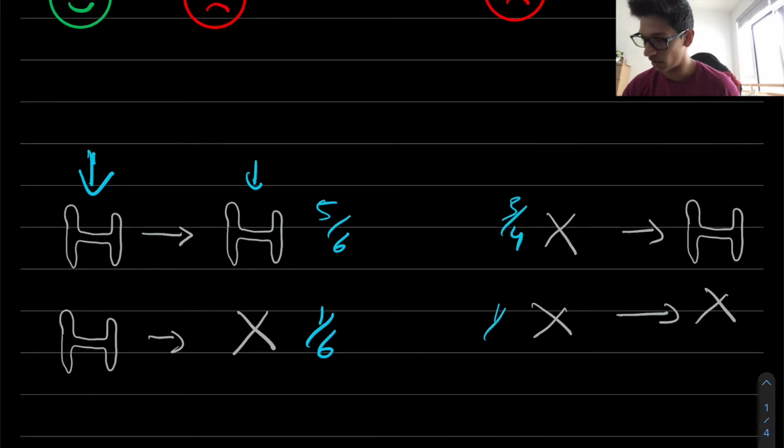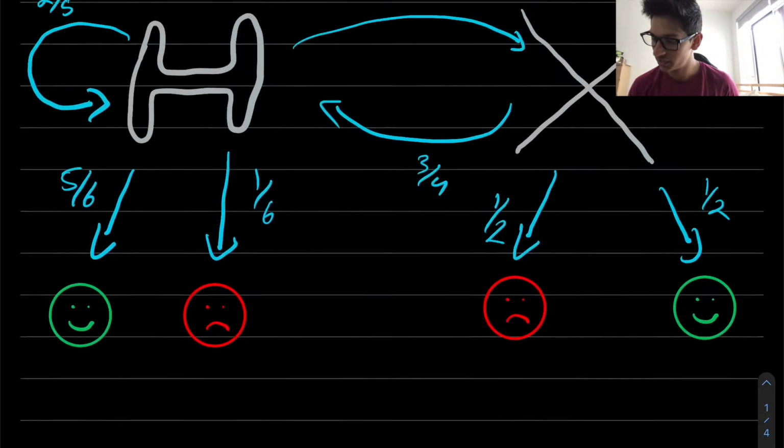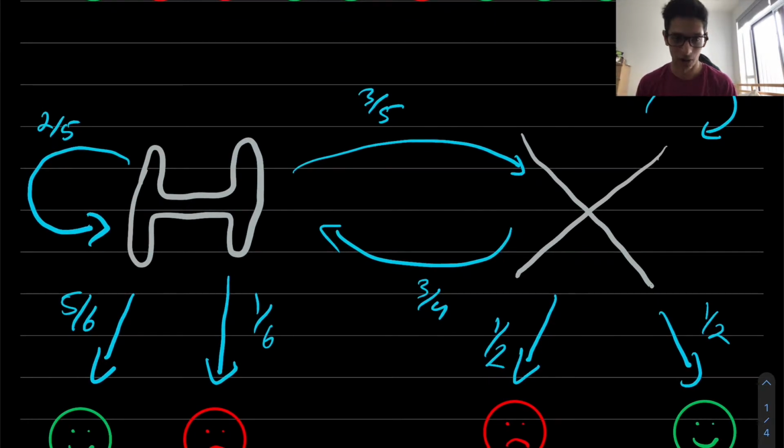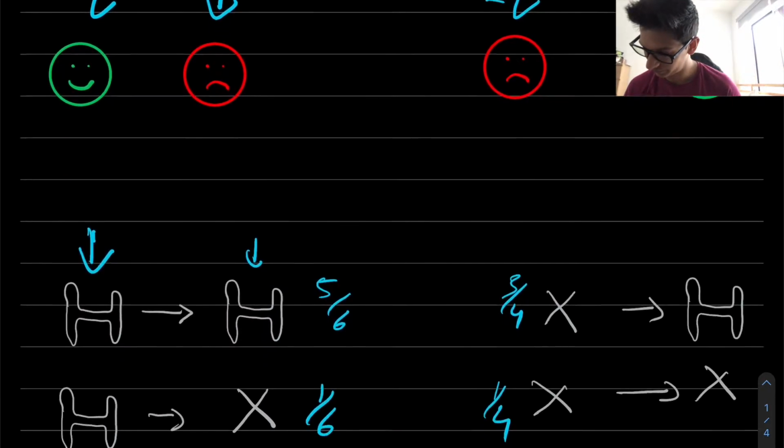And 1 out of 4 for him not working out, given that he didn't work out the previous day. Now this is our hidden Markov model. Now let's try to answer a few questions using this model.